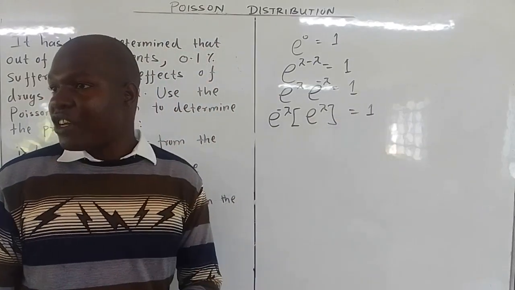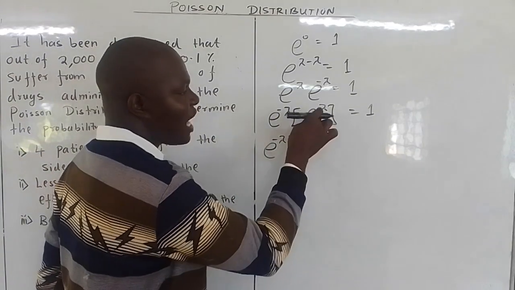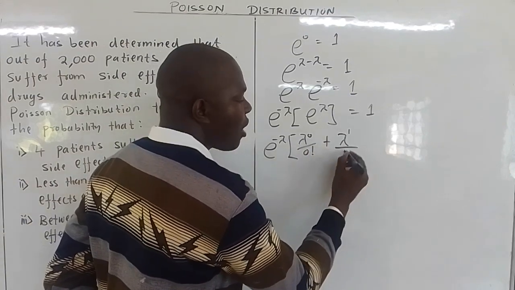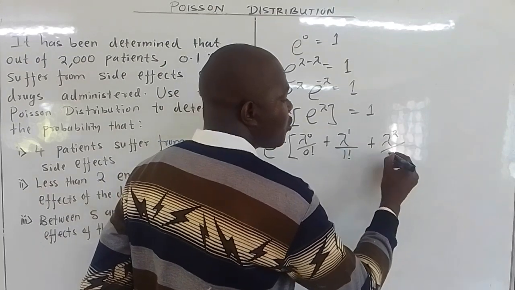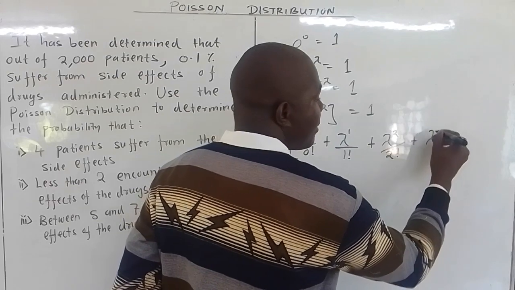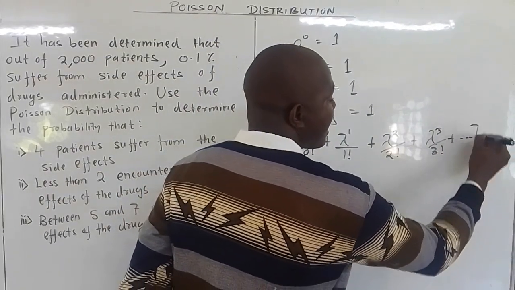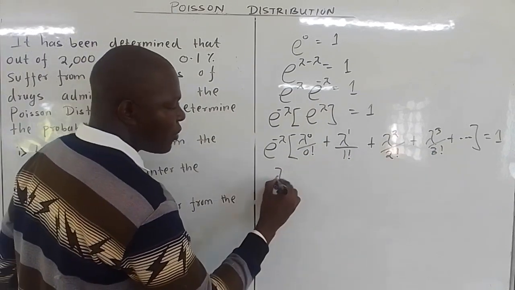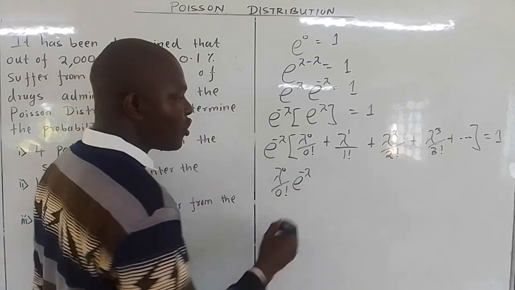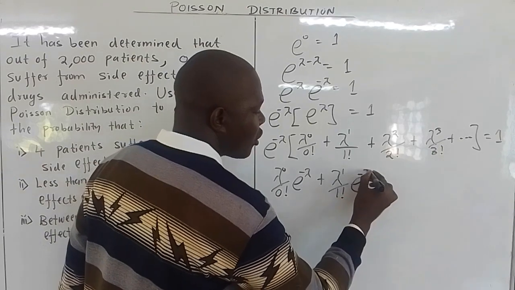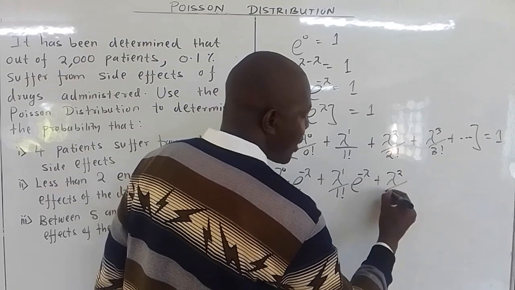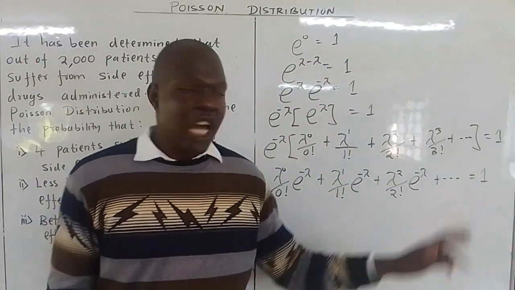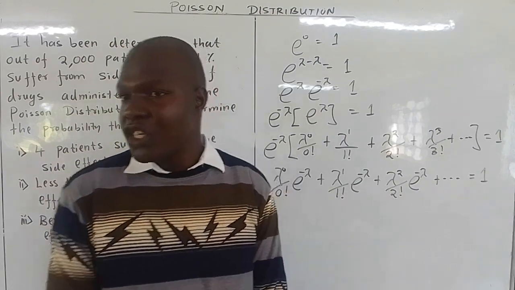So here we have exponential negative lambda, then we expand exponential lambda, then the whole of that will give us 1. So when you expand exponential lambda in Maclaurin series, we will have exponential negative lambda times lambda raised to power 0 over 0 factorial plus lambda raised to power 1 over 1 factorial plus lambda raised to power 2 over 2 factorial plus lambda raised to power 3 over 3 factorial plus until the end, then it is equal to 1, isn't it? Are we together? So when you take exponential negative lambda inside the bracket, we end up with lambda raised to power 0 over 0 factorial times exponential negative lambda plus lambda raised to power 1 over 1 factorial times exponential negative lambda plus lambda raised to power 2 over 2 factorial times exponential negative lambda. You continue with the same trend until you reach the last value of n, and that is supposed to give you the whole range of a probability measure, isn't it?